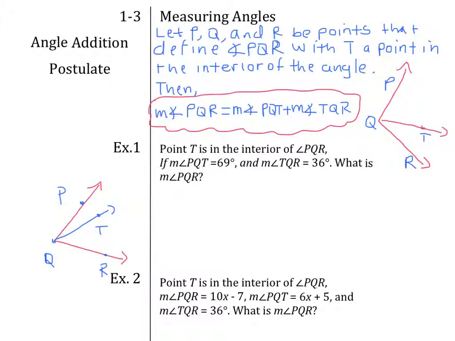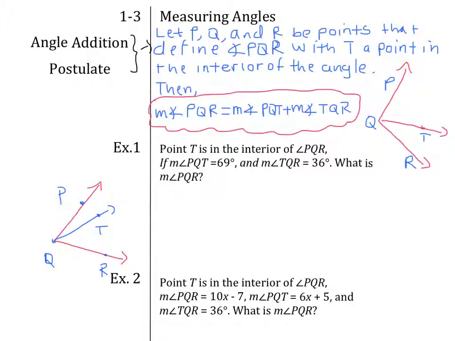Hello, this tutorial will cover measuring angles by using the angle addition postulate. The angle addition postulate says the following: let P, Q, and R be points that define angle PQR with T a point in the interior of the angle. This is a picture of what this is saying in words. We have angle PQR, and T is a point in the interior.